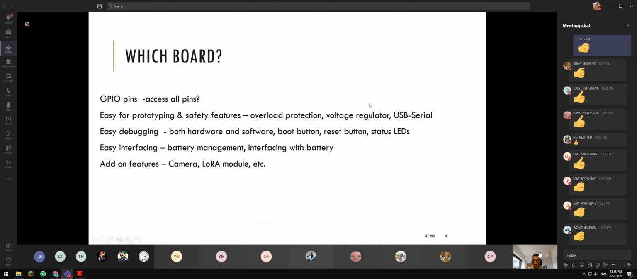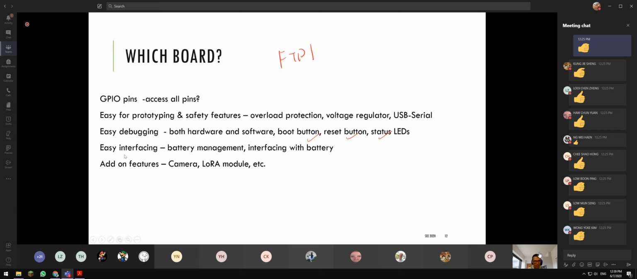is well regulated. Okay, so all the USB serial, all these things are already built into this particular development board. So for example, like ESP8266, I'm not going to waste my money to buy another FTDI. FTDI, you can have a look. FTDI, you know, in order to connect my ESP8266 to my computer. Then easy debugging. We have built-in boot button, reset button, status LED, you know, I can blink the LED to check whether that particular microcontroller is alive or not. So all these things should be inside the development board.